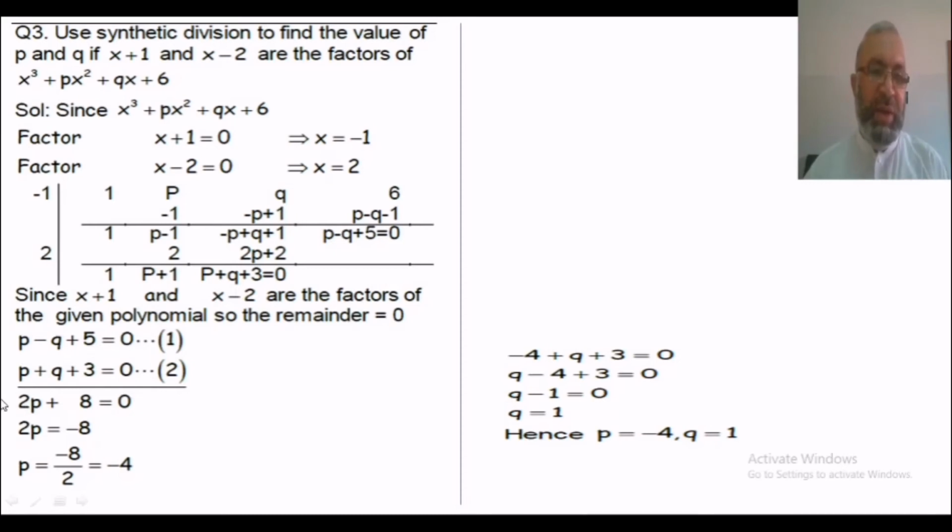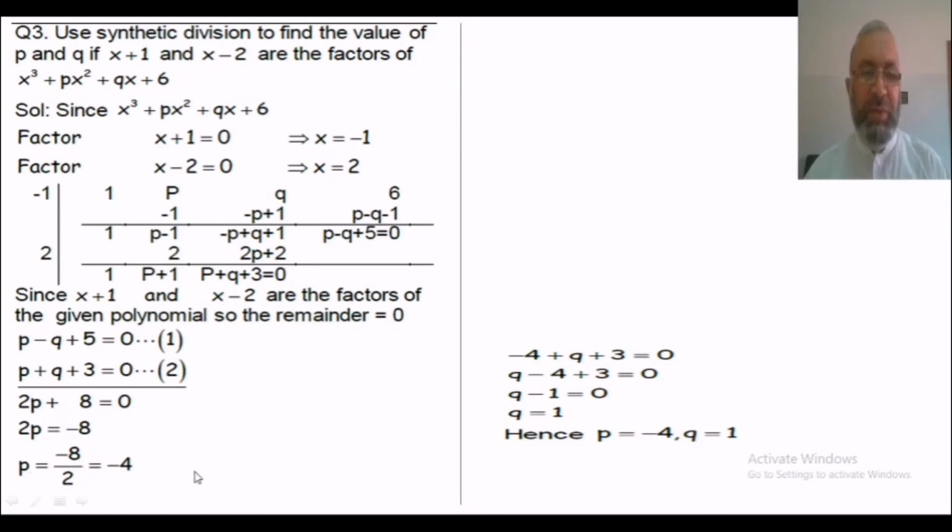By adding equations 1 and 2, minus q plus q cancel, 2p plus 5 plus 3, 8 equal to 0. Or 2p is equal to minus 8. Divide both sides by 2. p is equal to minus 8 by 2, 2 cancels with 4 twice, p is equal to minus 4.